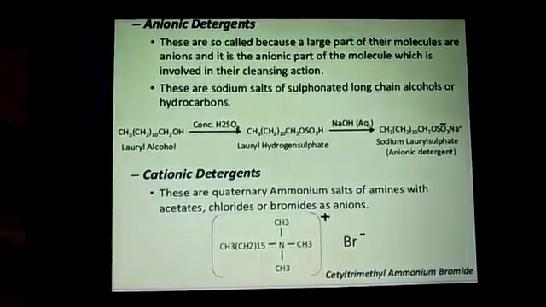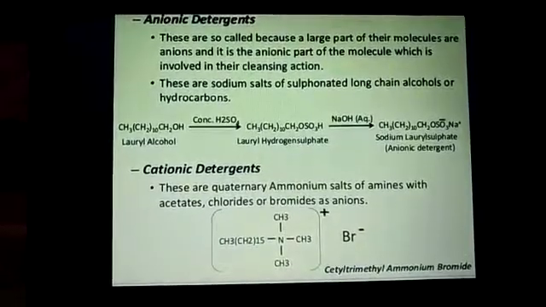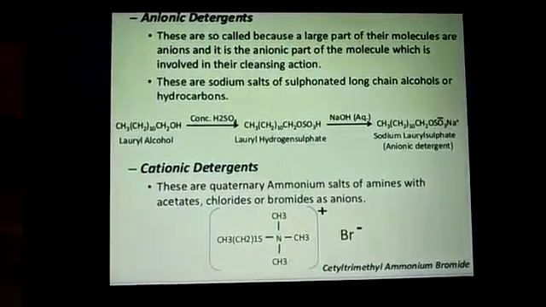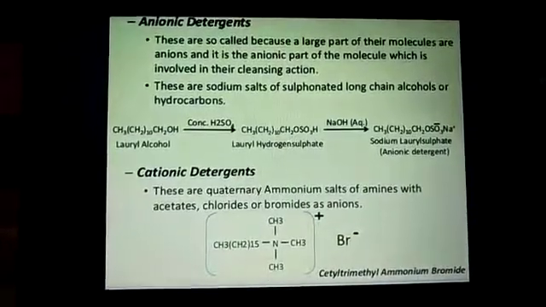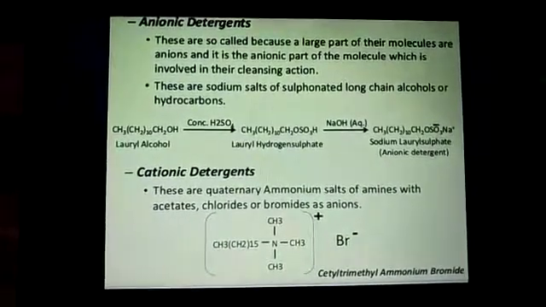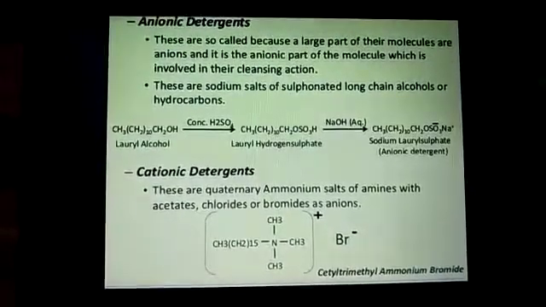Cationic detergents. These are those detergents in which the larger part of the molecule is cation. These are the quaternary ammonium salts of amines with acetate, chloride, or bromide as the anion. An example is cetyl trimethyl ammonium bromide.